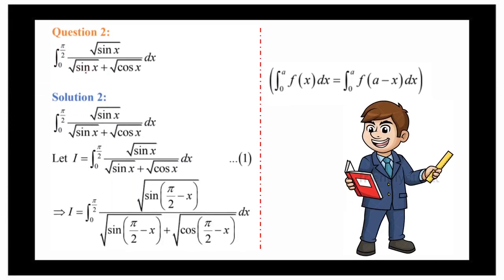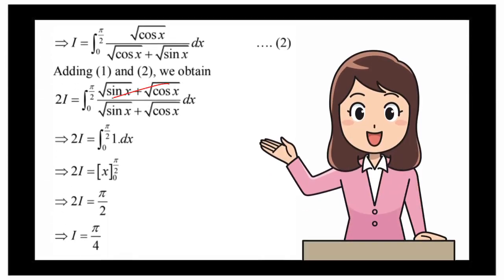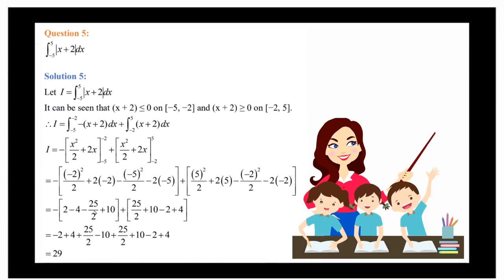Second, root sin x upon root sin x plus root cos x. Here also we are applying the same property, this property. Sin of pi by 2 minus x gives cos x, so here also cos x and here sin x. Now we are adding 1 and 2, both the terms will be cancelled, again 1, again integral of x, and apply the limits, same answer.